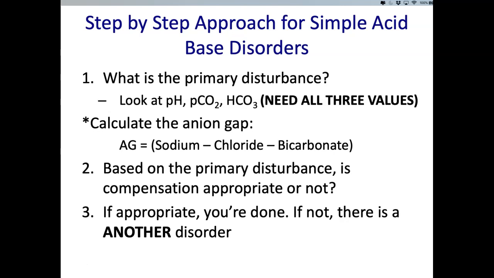Next, understand the primary disturbance, but based on that primary disturbance, now you have to calculate the compensation and ask: is that compensation appropriate or not? Is it right on target or off target? Because if it's off target, then there's another disorder present. If the compensation is appropriate, then you're done: that was just a simple metabolic alkalosis with normal compensation. But if that second quantity is off base or not what you expect, then there's another disorder. Let's do some examples.